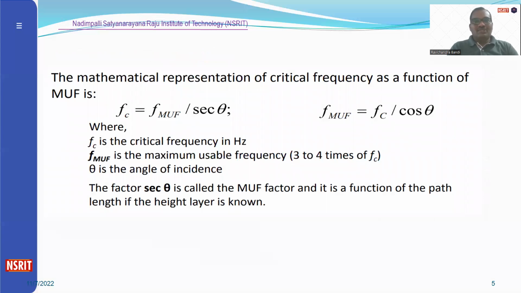The mathematical expression for MUF is given in terms of critical frequency. Fc is equal to F MUF by secant theta, or F MUF is equal to Fc by cos theta, where Fc is the critical frequency expressed in hertz, F MUF is the maximum usable frequency, and theta is the angle of incidence. The factor secant theta is called the MUF factor, and it is a function of path length if the height of the layer is known.